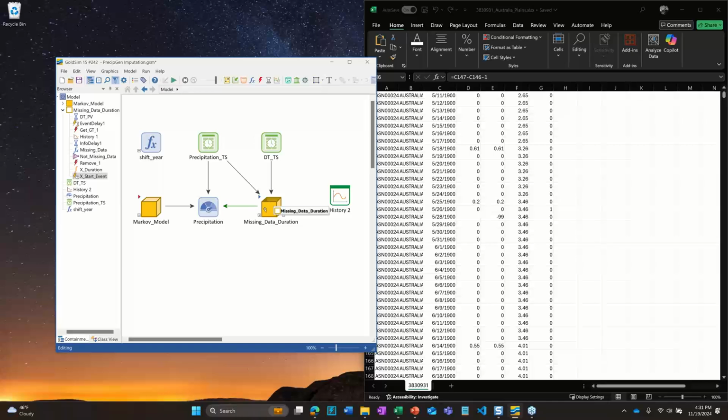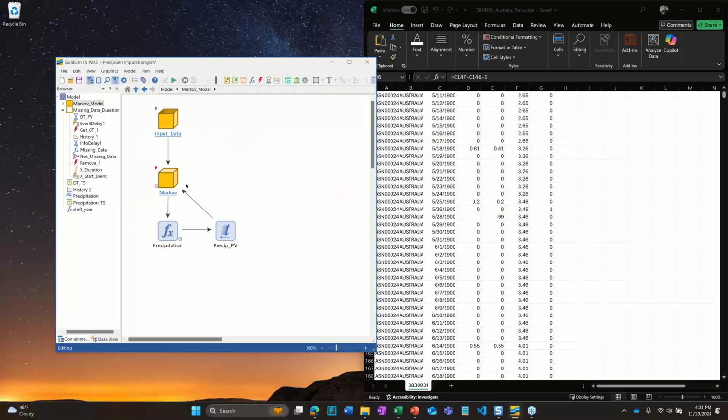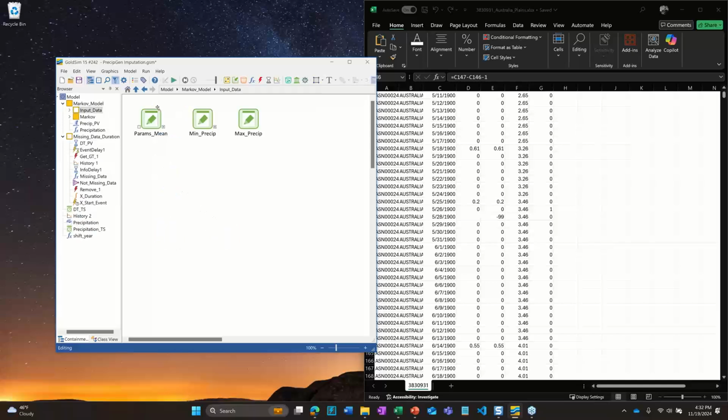Now that we have that, we can say, okay, let's do some imputation. Let's use a model to fill in the gaps during those missing times. And it turns out when you're dealing with precipitation, we have a Markov model in our library that is a very simple, clean way to simulate rainfall stochastically. And not only that, but it can do it in the context of the seasonality of your model.